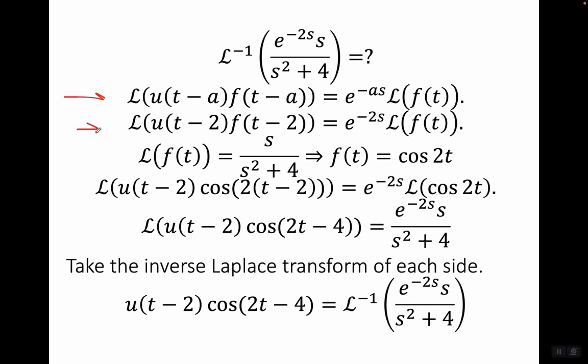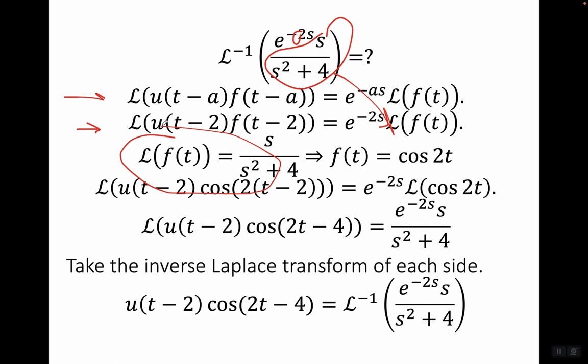We're going to plug in a equals 2, because we can see that a equals 2 in this formula. We end up with e to the negative 2s times the Laplace transform of f of t. So that stuff's got to be the Laplace transform of f of t. Now we need to solve the Laplace transform of f of t equals s over s squared plus 4. Well, we actually have a formula for that. That means f of t equals cosine 2t.